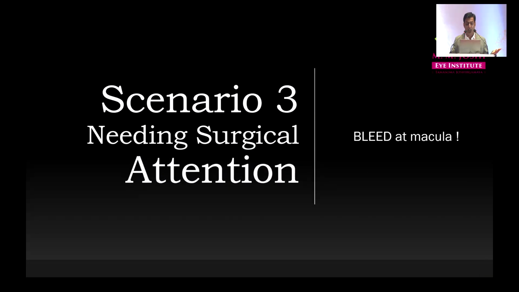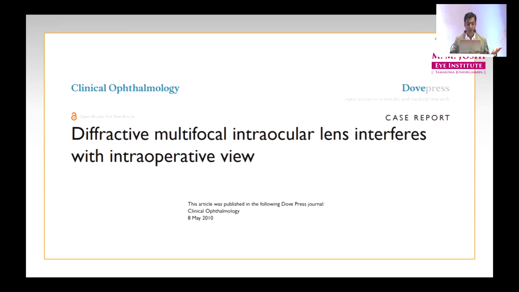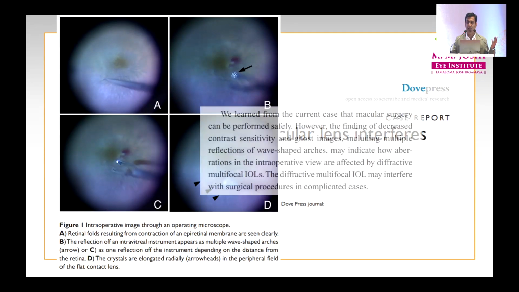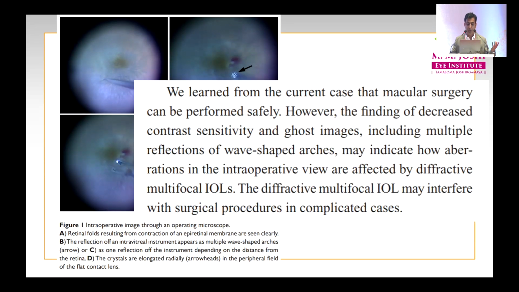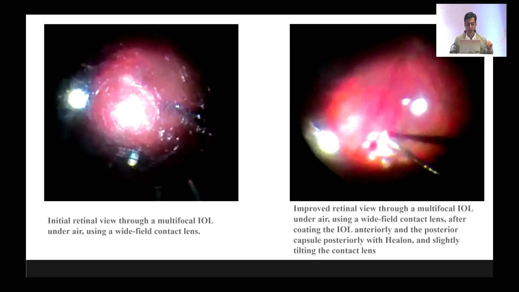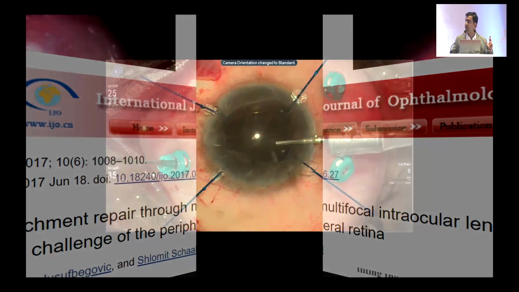Now the last scenario is needing surgical intervention, that is, a bleed at the macula. With the diffractive multifocal IOL, various images have been described: ghost image, arc shape image, wave shape image, and most of these things. And in these, yes sir.